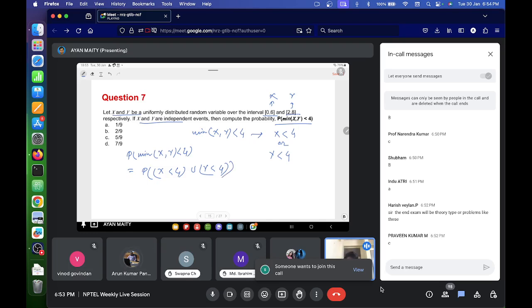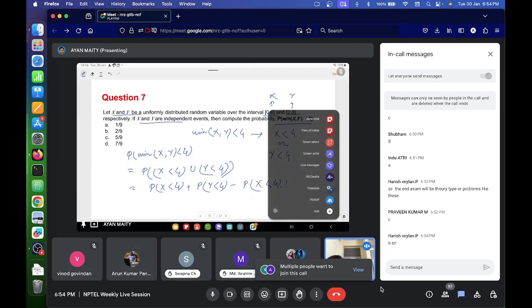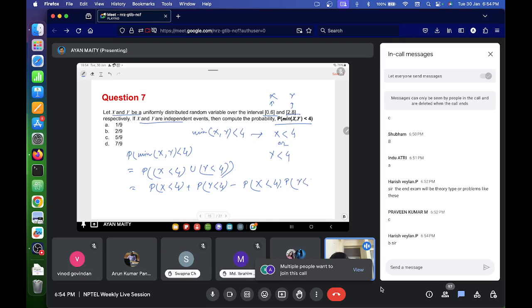So in terms of probability we can write this. Now we have two events, x less than 4 and y less than 4, and we have to find the probability of the union of these two events. So there will be probability of x less than 4 plus probability of y less than 4 minus probability of x less than 4 into probability of y less than 4. As x and y are two independent variables, for the probability of the intersection we can split these two variables. That's why we can write it like this.